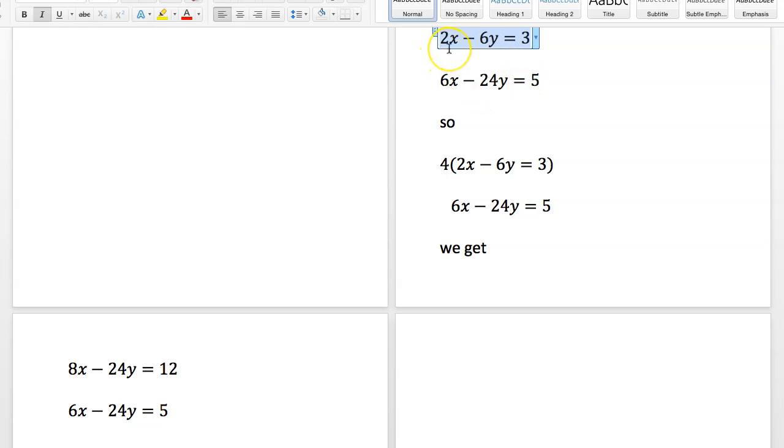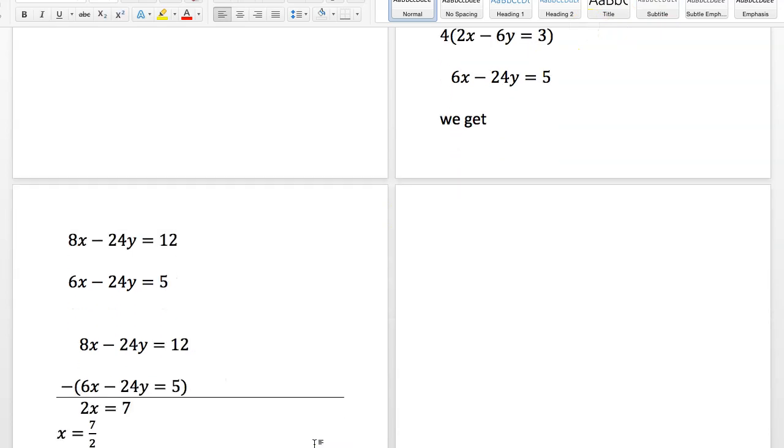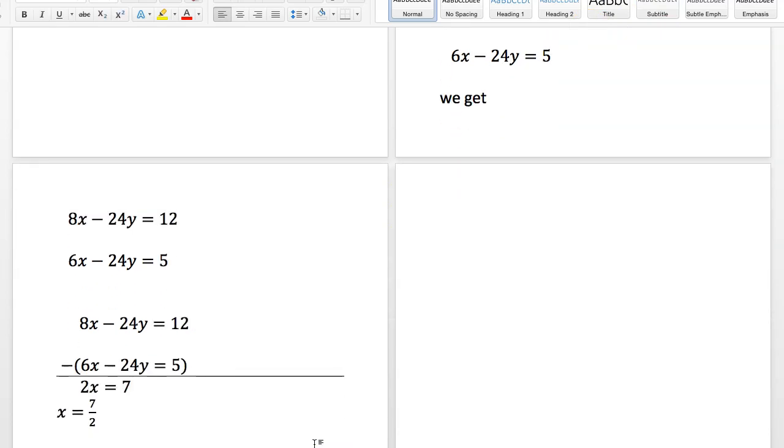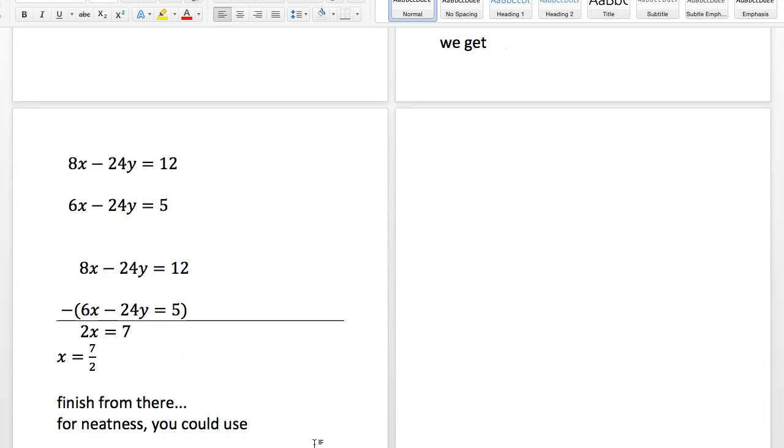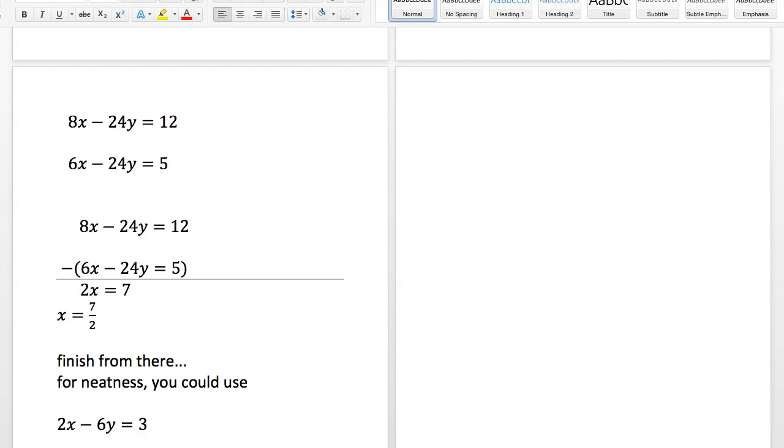So maybe just use this one, the first guy. You could use the second guy just fine, but the first guy looks prettier, just for neatness. Now, if you don't use the original because it's got those messy fractions, you could just use this. Sometimes going back to the original can be too messy if it has fractions in it. But we know who x is. X is 7/2.